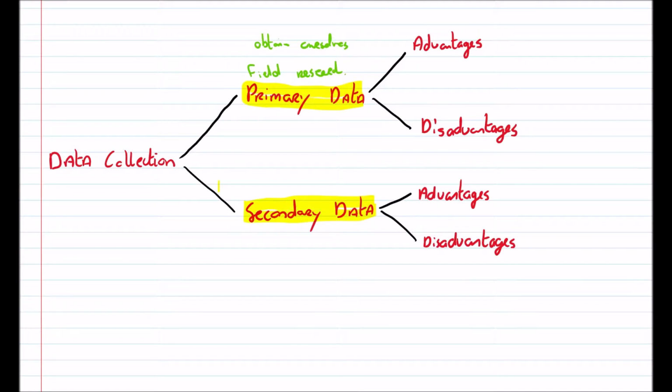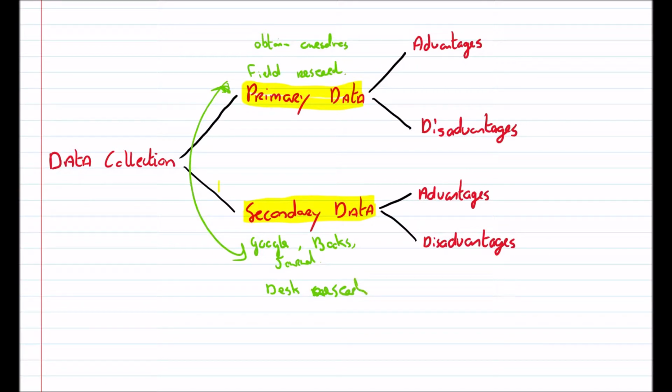The secondary data is basically us finding out what data has been obtained already. So for instance, we could search on Google, or we could read books, or we could get data from journals. This is also called desk research.